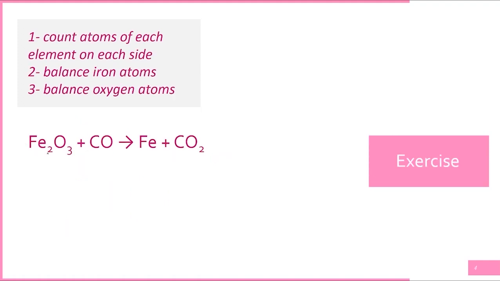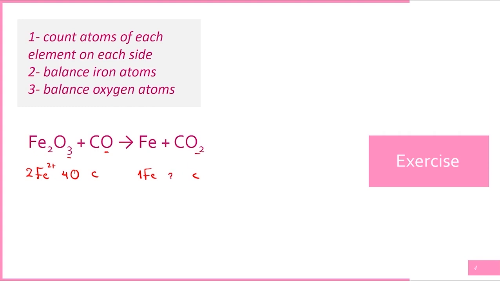Let's balance this equation, the reaction of iron 3 oxide with carbon monoxide to give iron metal and carbon dioxide. The first step is to count the atoms of each element on each side. There are 2 iron ions on the reactant side and 1 iron atom on the product side. For carbons, there are 1 and 1 on both sides. There are 4 oxygens on the reactant side and 2 on the product side.